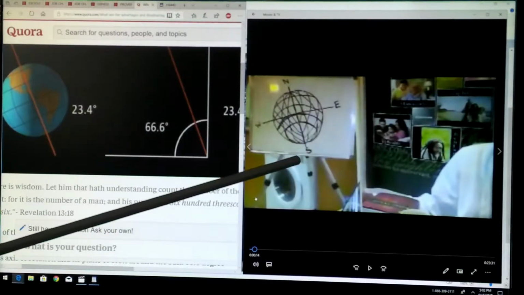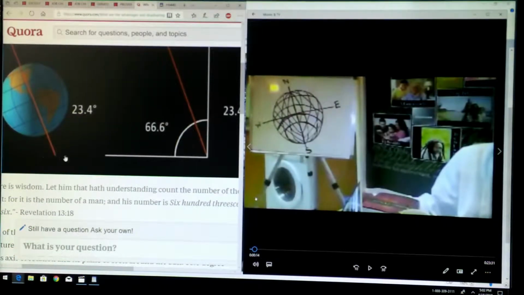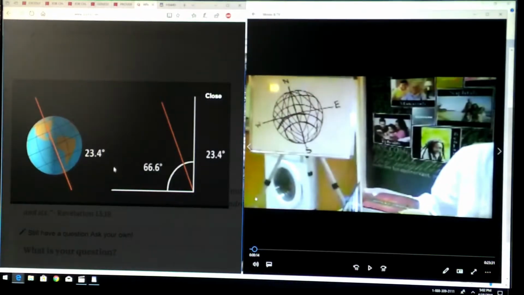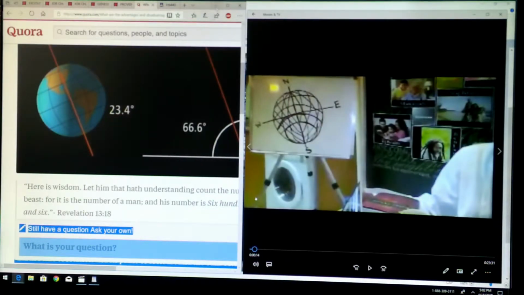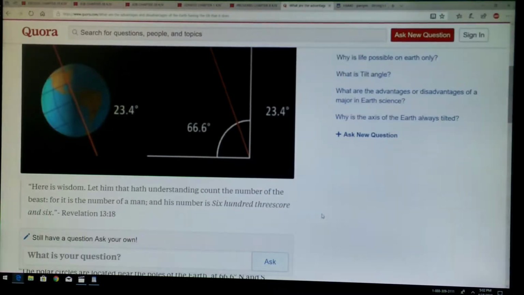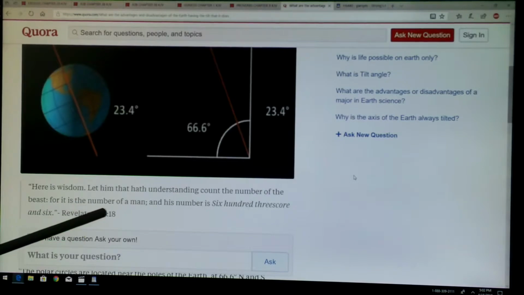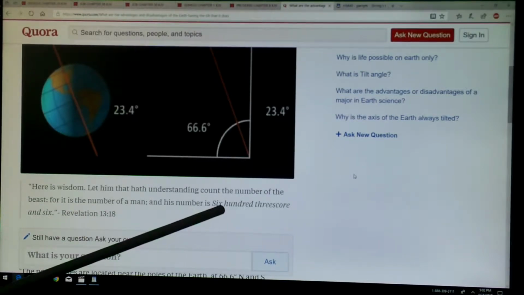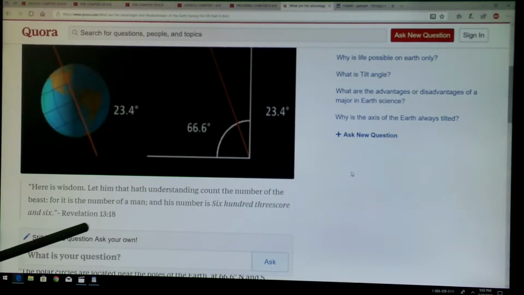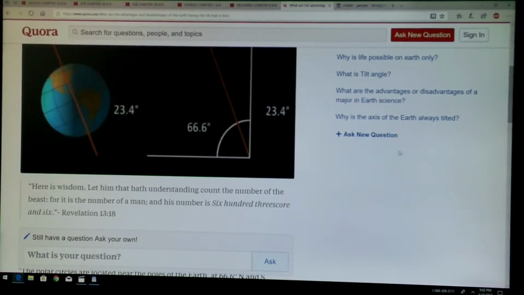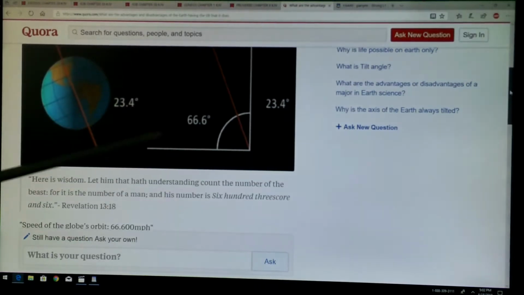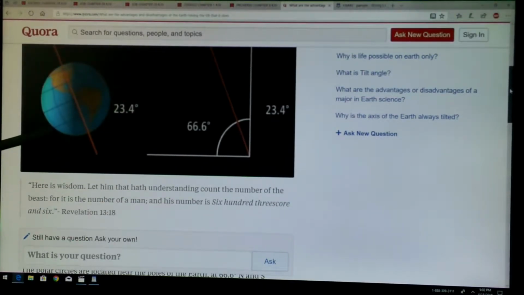Okay? So now Rashard's teaching with that image, right? So let's learn more about this 666 image of the globe. This globe here is wisdom. "Let him that hath understanding count the number of the beast, for it is the number of a man, and his number is 666." This is Revelation 13:18. Okay? So the first 666 is this tilted at 66.6 off the axis. That's what the axis is for. They're saying it's spinning and it's tilted off that axis. Okay?